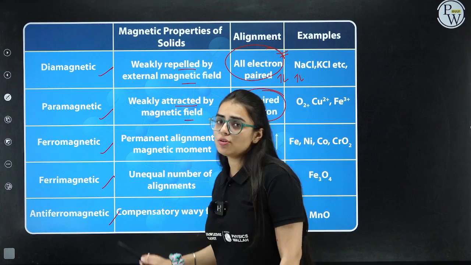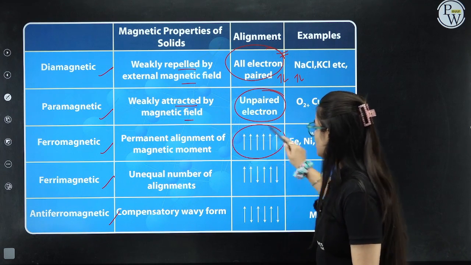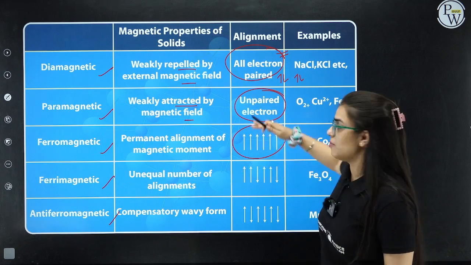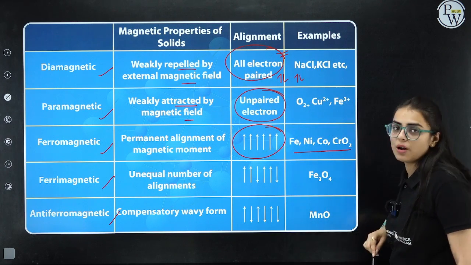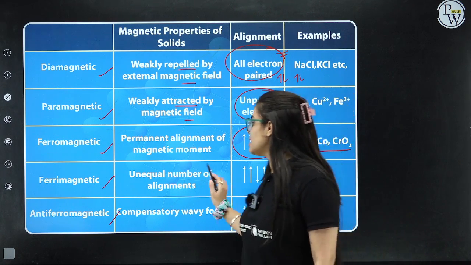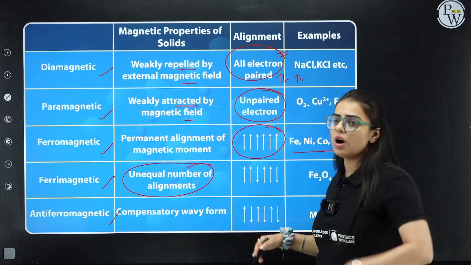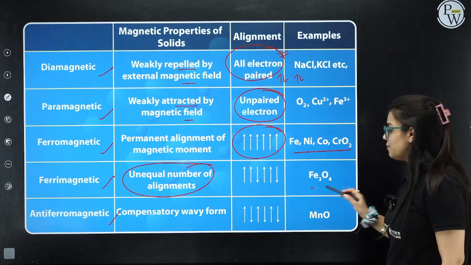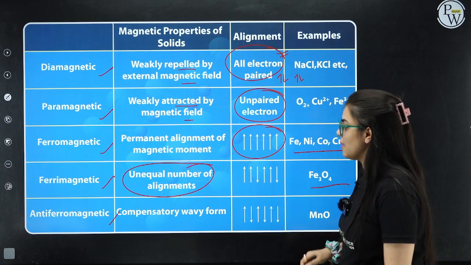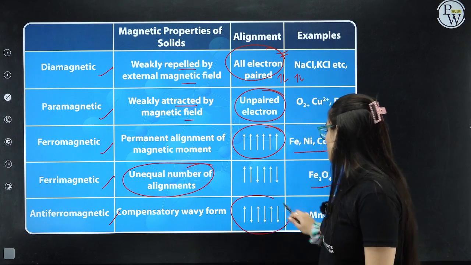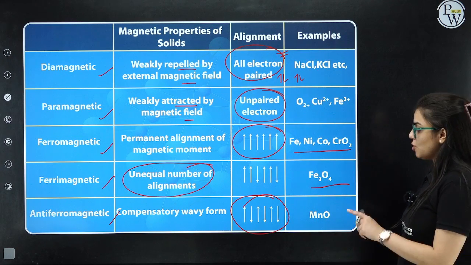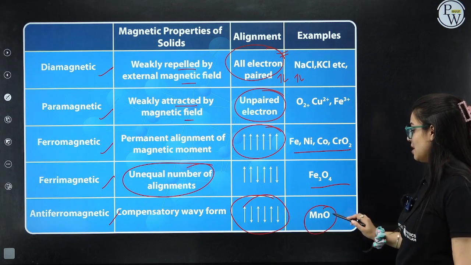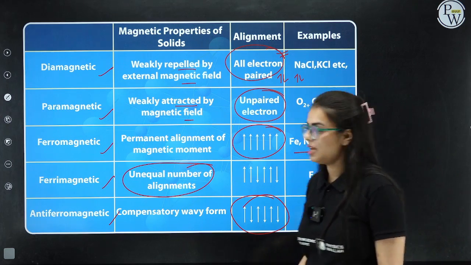In the case of ferromagnetic, you can see permanent alignment in a single direction, observed in Fe, nickel, cobalt. Now, in ferrimagnetic, there is unequal alignment: 2 at the top, 1 at the bottom, or 1 at the top, 2 at the bottom. Fe3O4 is an example. And in the case of antiferromagnetic, a compensatory wavy form is observed, 1 at the top, 1 at the bottom. So MnO is the example, yet again an important one. Clear, guys?